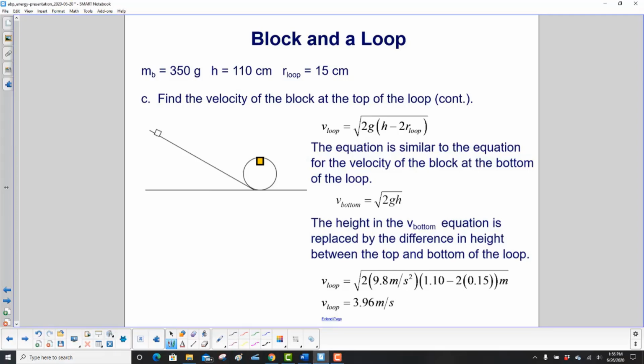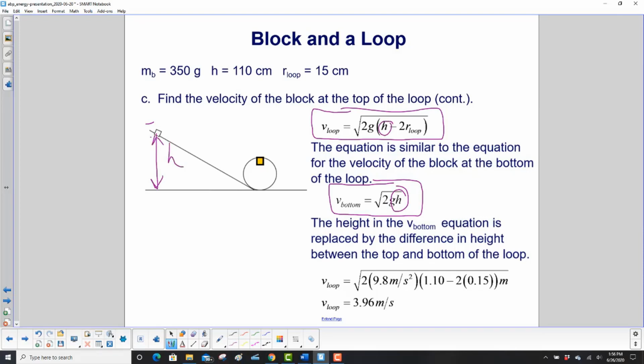And here is why algebra is so beautiful when you work with physics. We found that the velocity at the top of the loop is this expression here. Doesn't that look familiar? Here's the velocity of the block at the bottom of the loop. We have height here. That's the height of the incline. That's this right over here. That's the height there. And we have height here also.